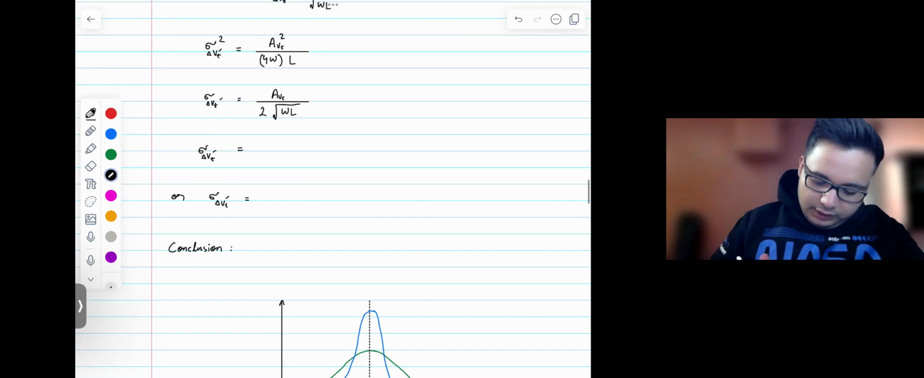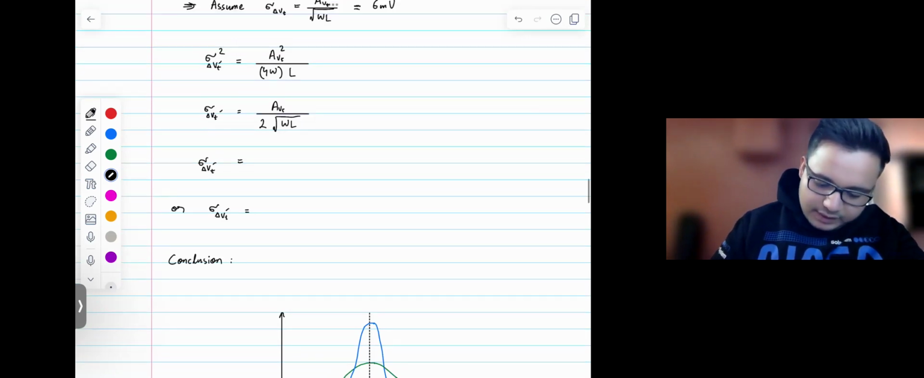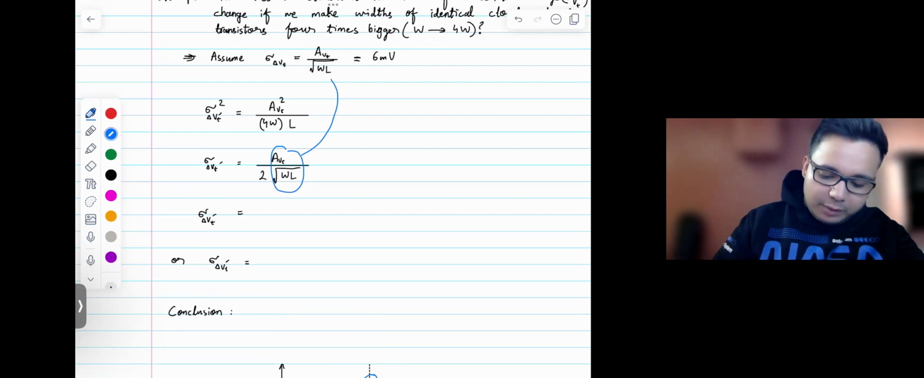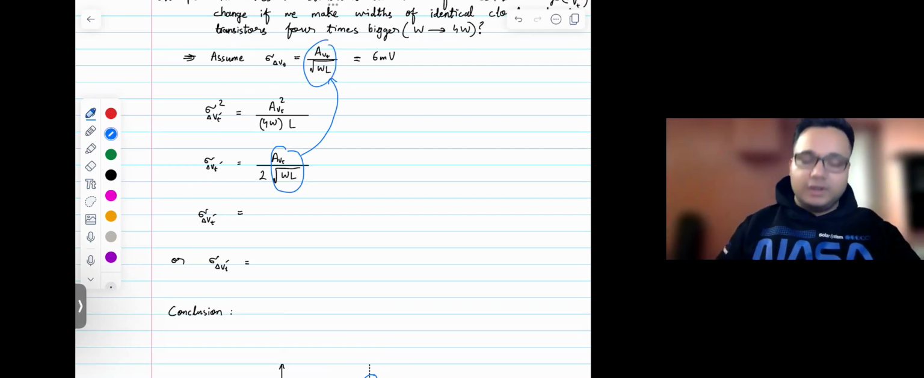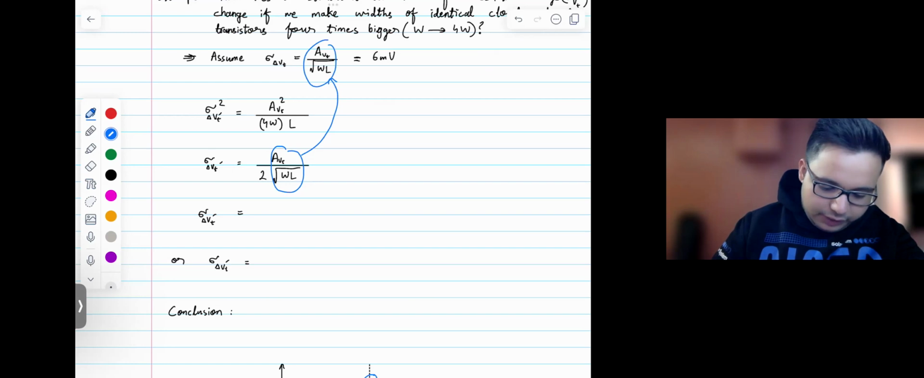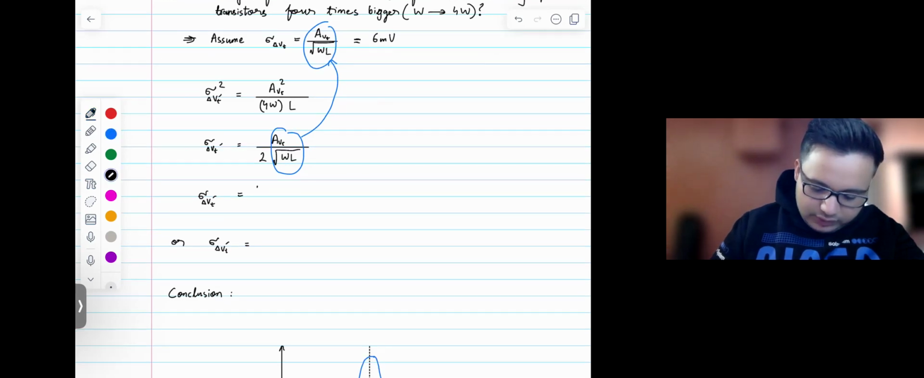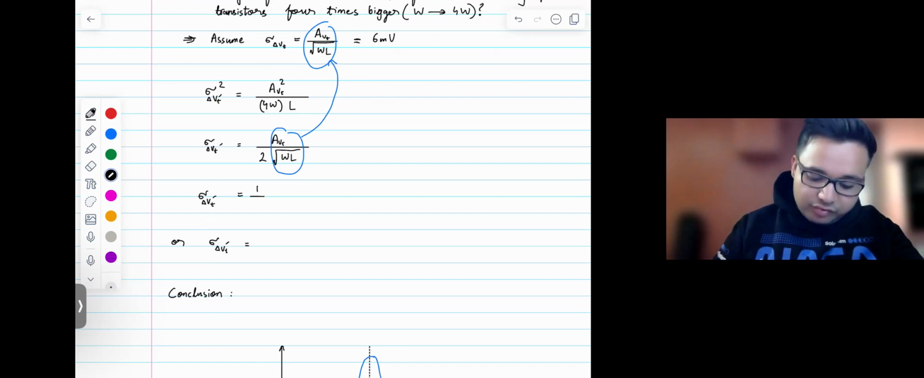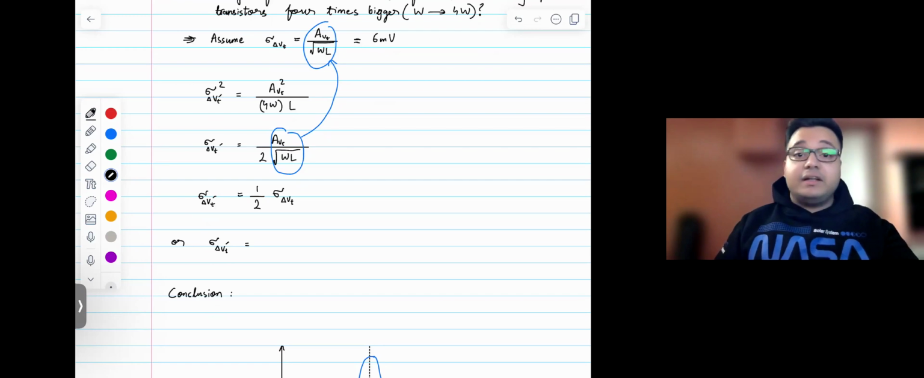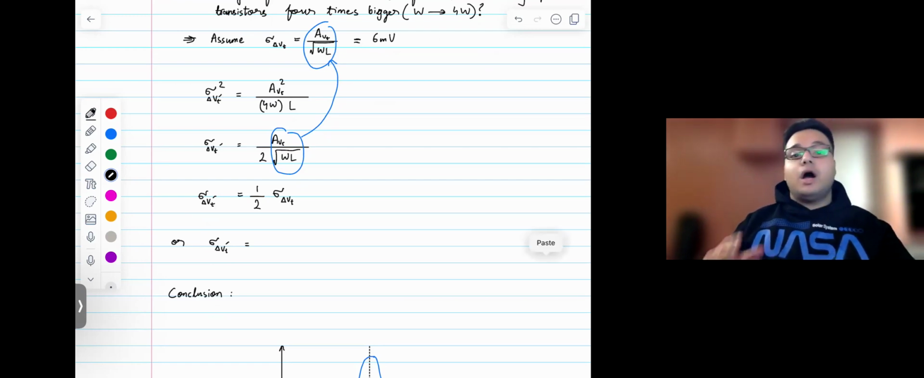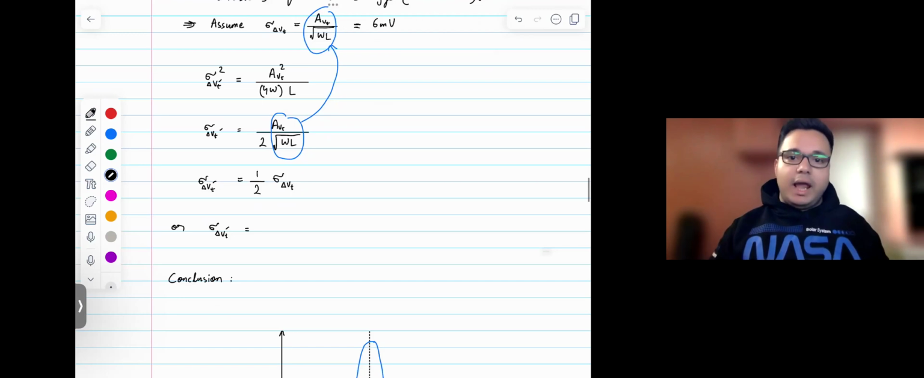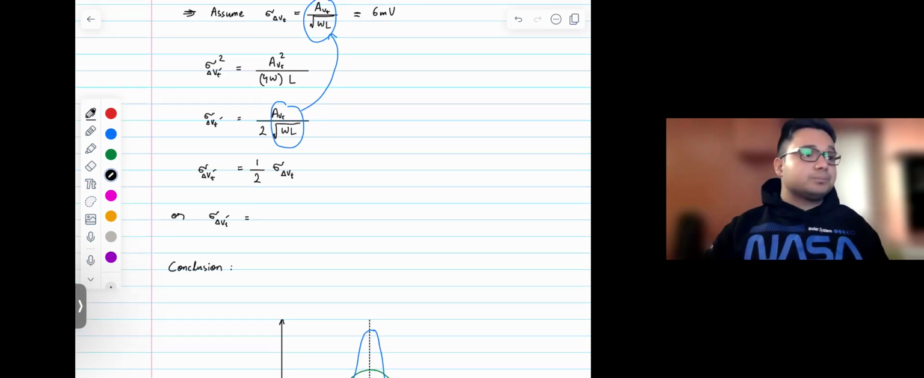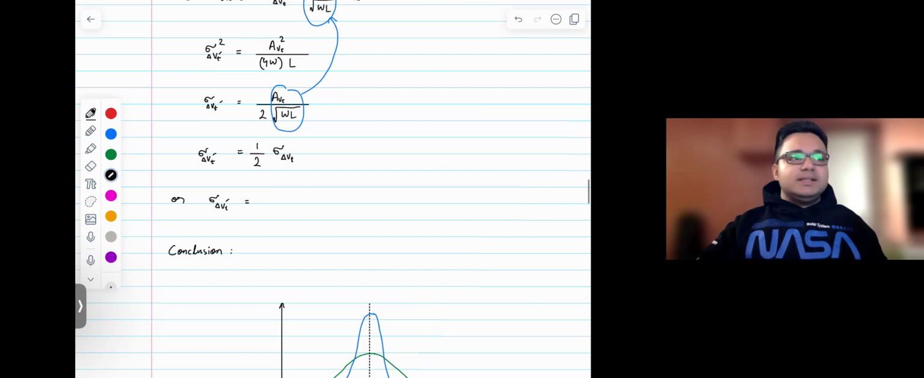And this term is equal to the standard deviation that was there before we quadrupled the width. So we can write it as: the standard deviation of delta VT prime is half of the original one. So sigma delta VT is the original one, and now the standard deviation is half. So we made our width 4 times and our standard deviation became half. So what does that signify?